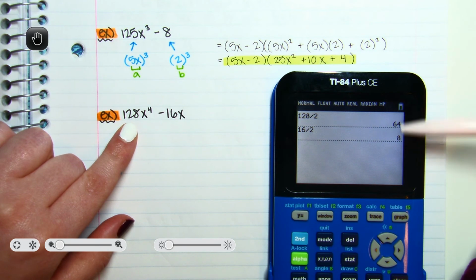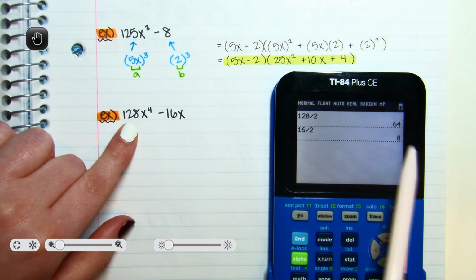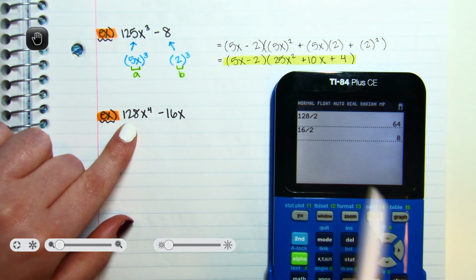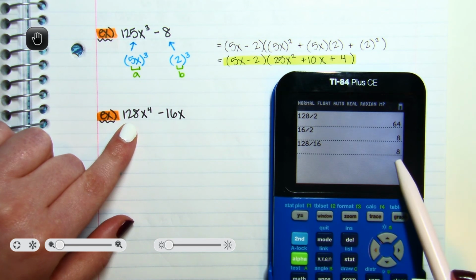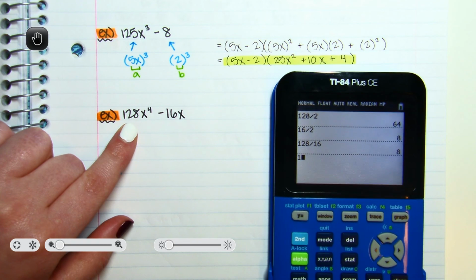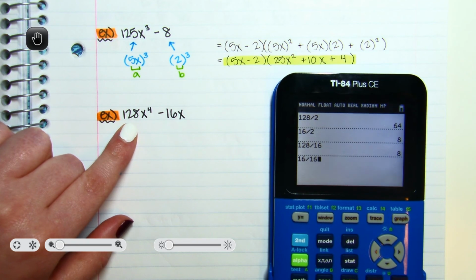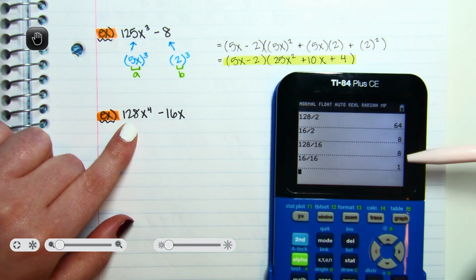So since 8 goes into both of those, and 2 goes into both, I'm going to see if they're both divisible by 16. So 128 divided by 16 goes in 8 times, which is a perfect cube. And 16 divided by 16 is just 1. So 8 and 1 are perfect cubes.